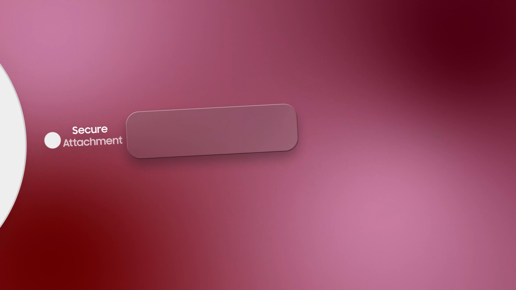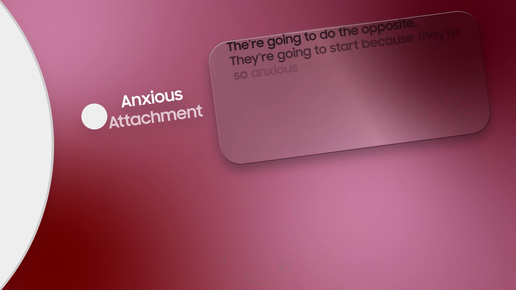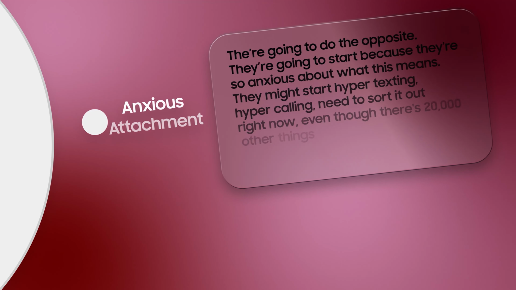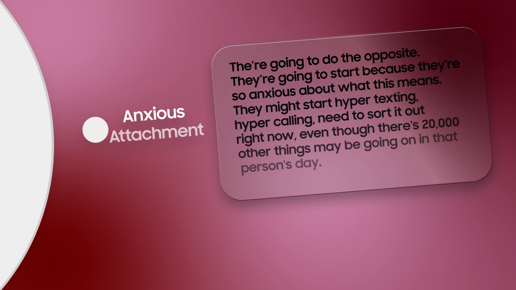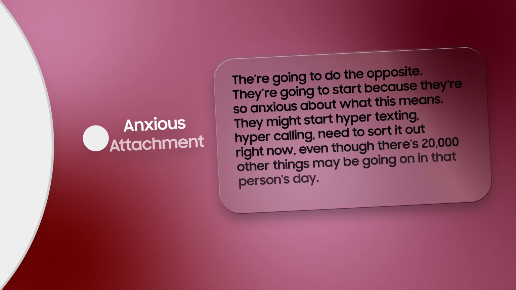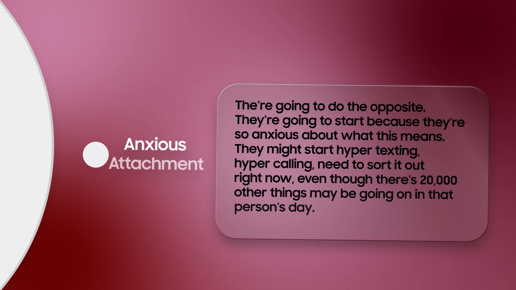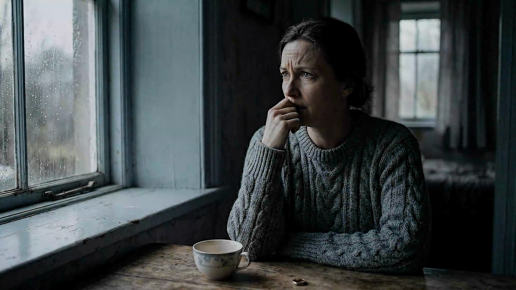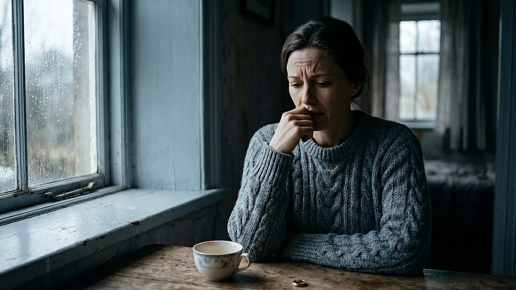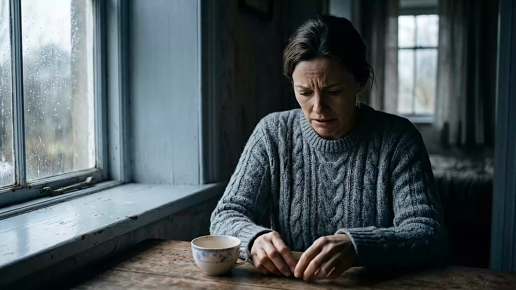Now, an anxious attachment person is going to do the opposite. Because they're so anxious about what this means, they might start hyper texting, hyper calling, needing to sort it out right now, even though there's 20,000 other things maybe going on in that person's day. So if an avoidant or an anxious attachment style person is in the relationship, it can create a large amount of conflict.